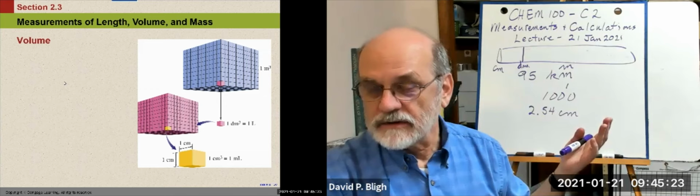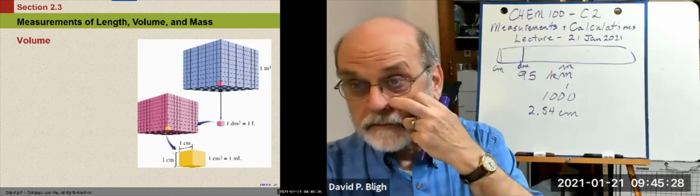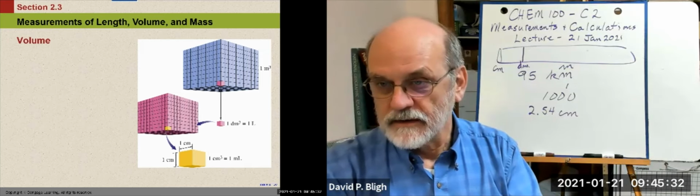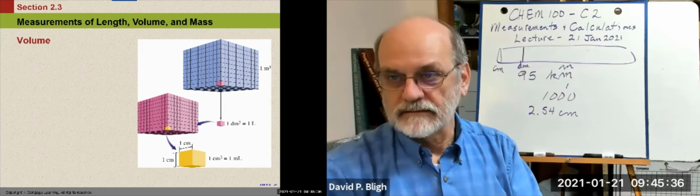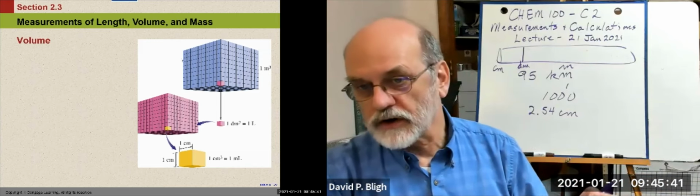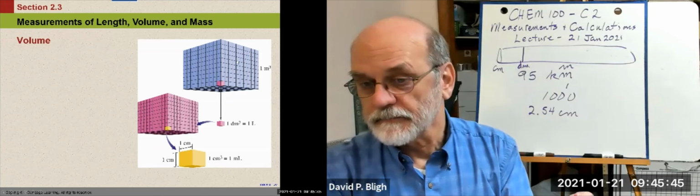But for volume, we also need a standardized unit, and it's based upon the fundamental units. All you have to do is take a length and cube it, right? A meter times a meter times a meter is a cubic meter. So here's 1 cubic meter. That could be a derived unit of volume.